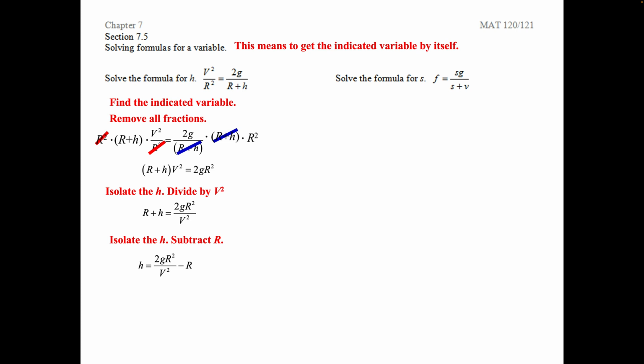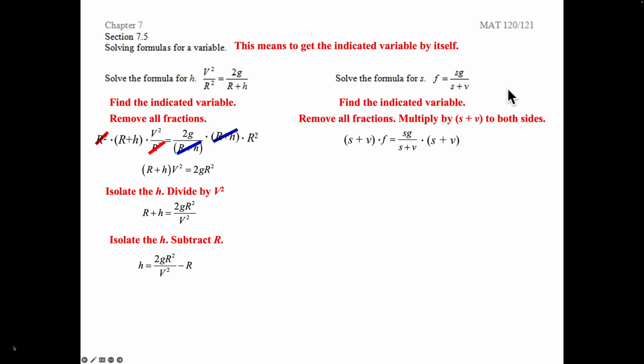All right, my next problem says solve the formula for s. F equals s times g over s plus v. Here's my dilemma. There are two s's in the problem, and I can't cancel these s's because this is part of a binomial. So I'm going to get rid of that binomial, just like we did with the R plus h. I'm going to multiply s plus v to both sides so I can cancel those out. We never want to have fractions.